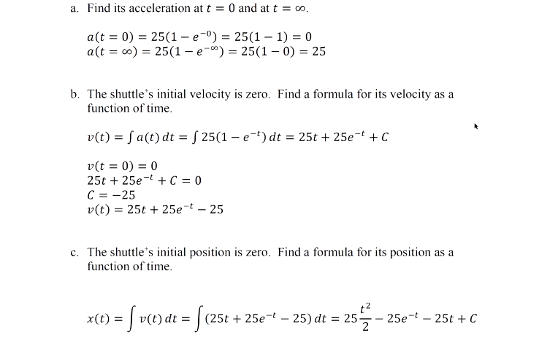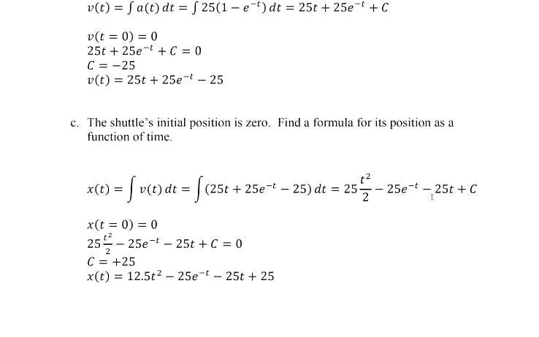Part B, the shuttle's initial velocity is 0. Find a formula for its velocity as a function of time. You could see I integrated acceleration. I have a plus constant, so what I need to do is use that initial condition, v of t equals 0, to solve for the constant.